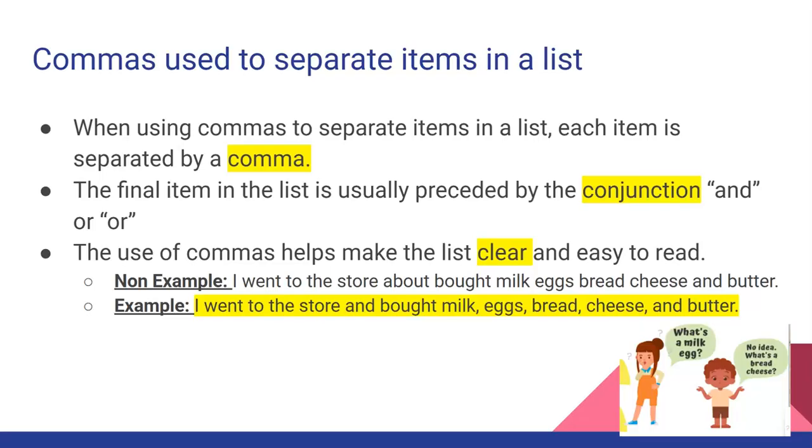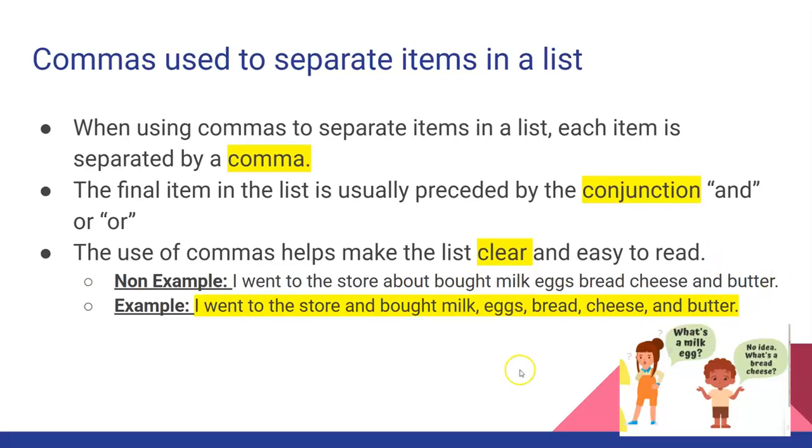So remember, we've talked about conjunctions. It's been a little bit. We talked about FANBOYS. Our conjunctions are for, and, nor, but, or, yet, and so. So if we see items listed out in a sentence, once we find the conjunction, most often that conjunction is and or or, that final item in the list is usually preceded by that conjunction. Again, we'll look at an example in just a second. The reason that we want to use commas when we have items separated in a list is because it makes our sentences much easier to read.